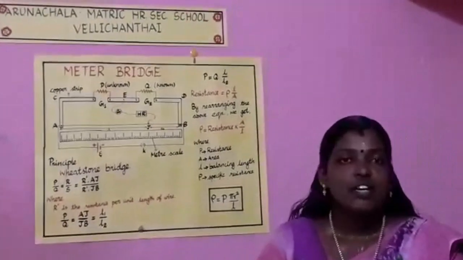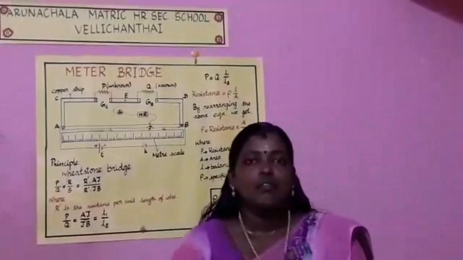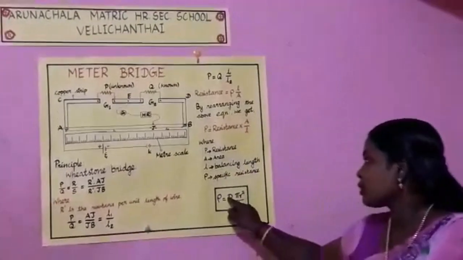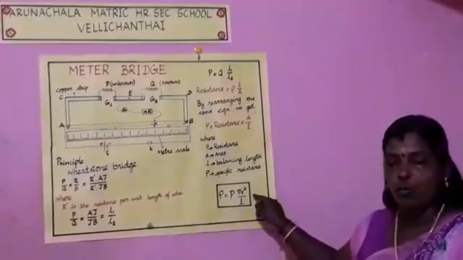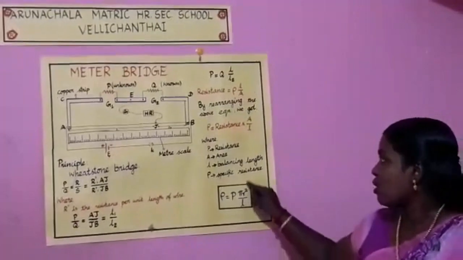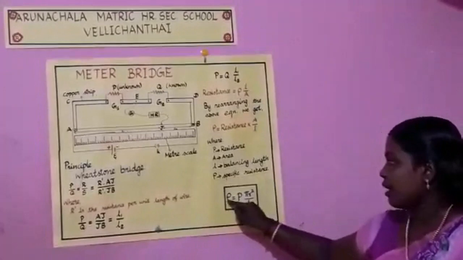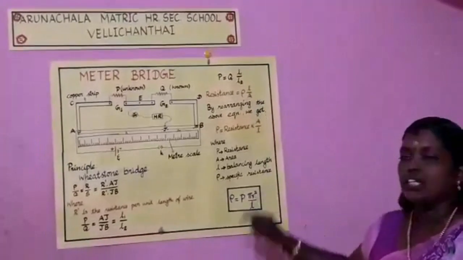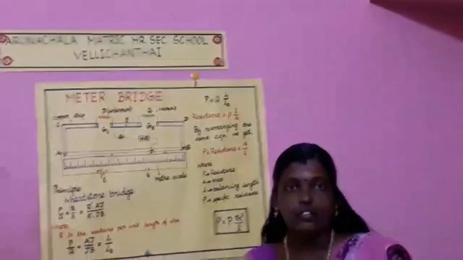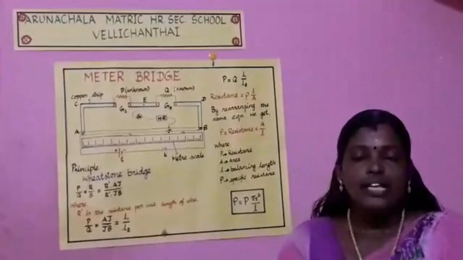The specific resistance of the material of the given wire, rho, is equal to P into pi r square divided by L. A is the area, and the area formula is pi r square. Therefore rho equal to P into pi r square divided by L. So this is the formula of the meter bridge.